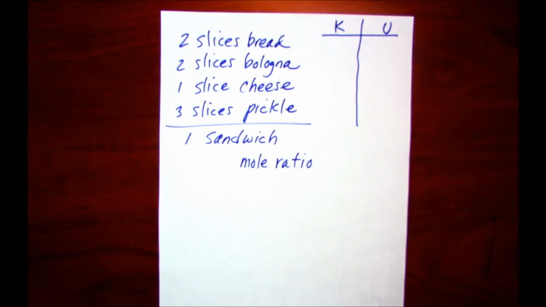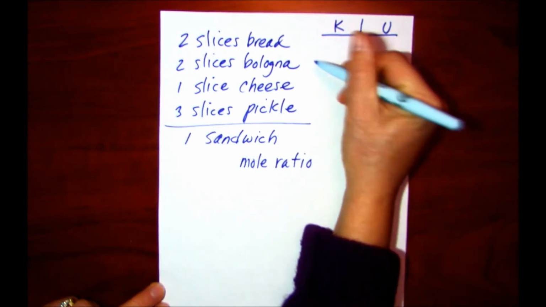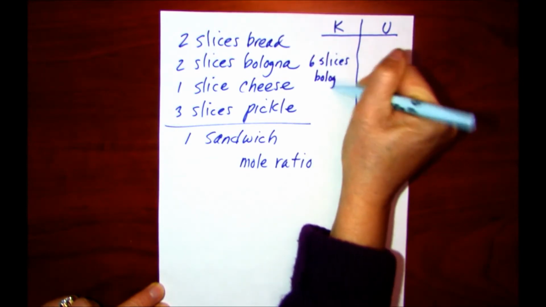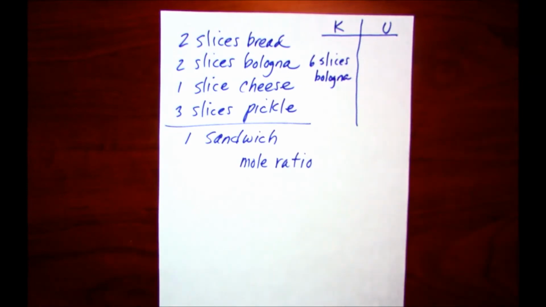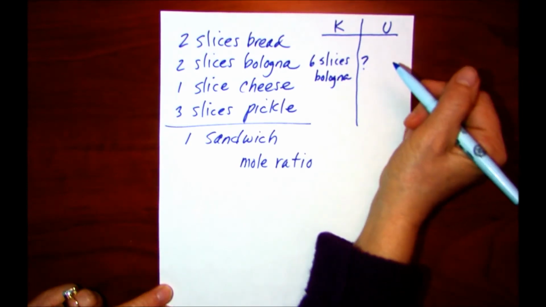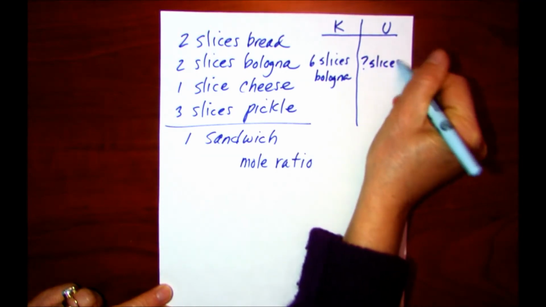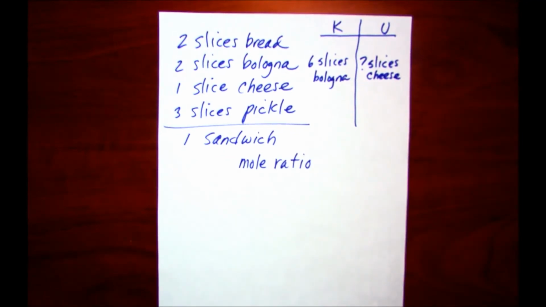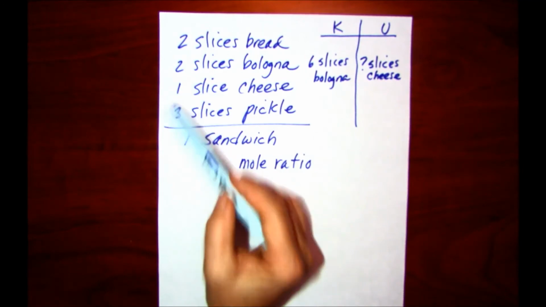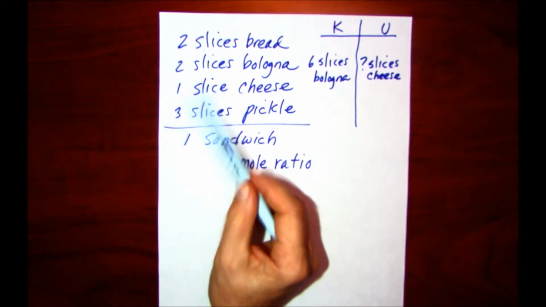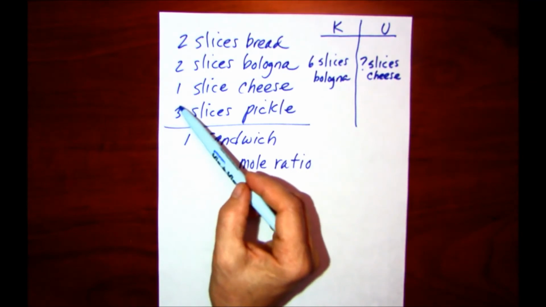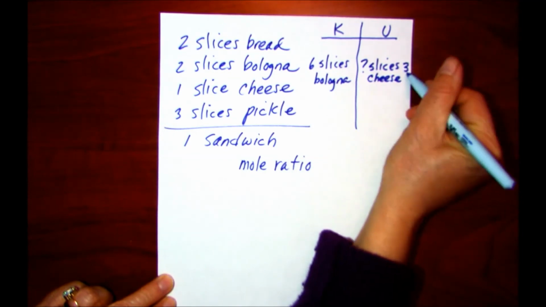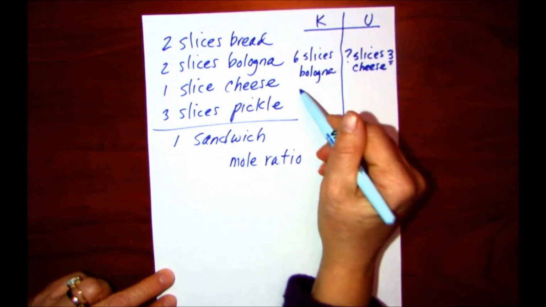Let's say instead of having 2 slices of bologna, you have 6 slices of bologna. So that would be a known quantity. The question we want to answer is, how many slices of cheese would we need to make whole sandwiches? So you have a ratio. It's a 2-to-1 ratio. So when you have 2 slices of bologna, you have 1 slice of cheese. So if you have 6 slices of bologna, you need 3 slices of cheese. That's your answer. Pretty easy, right?